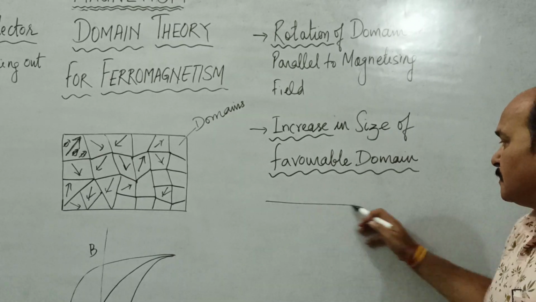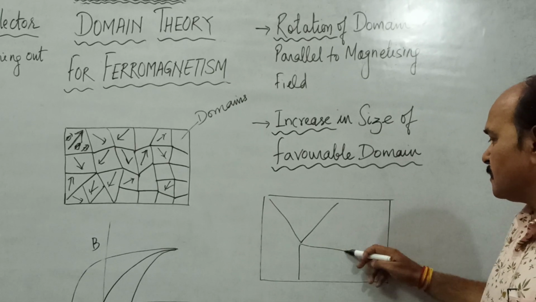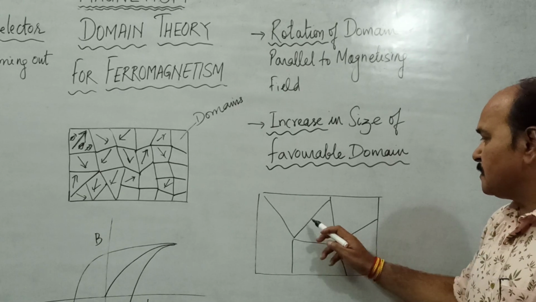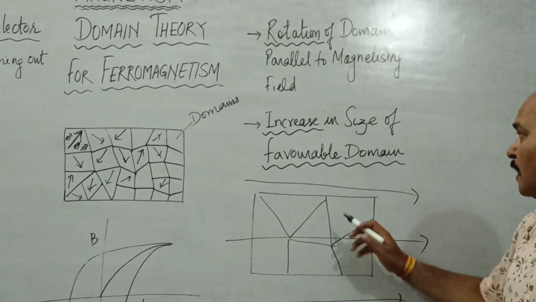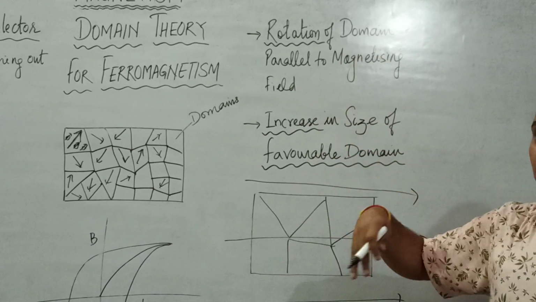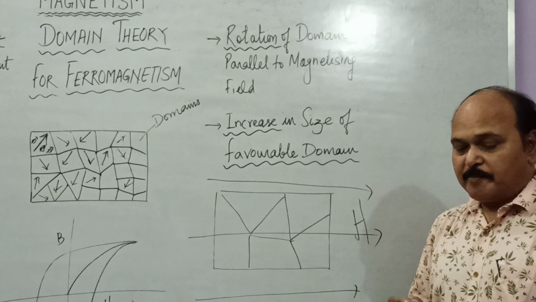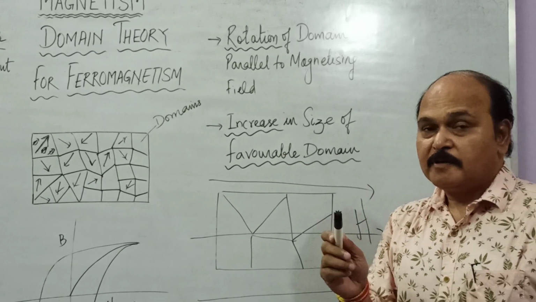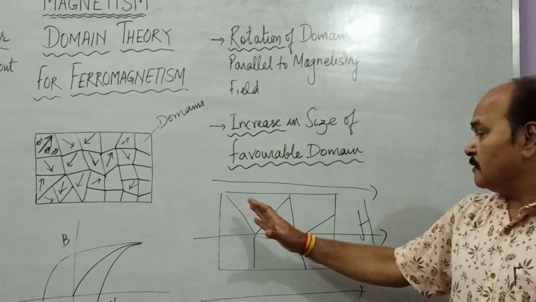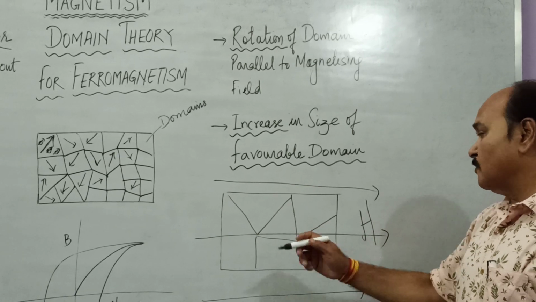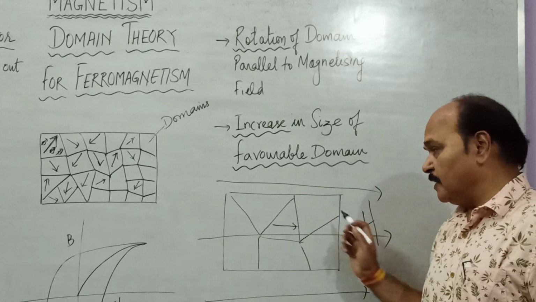So if this is a substance placed in an external magnetic field, say these are the domains of the substance, and this is the magnetizing field, what happens? Either the domains rotate or the size of the favorable domain increases. Now, if this happens to be the external magnetizing field, we know that a magnetic dipole is in stable equilibrium when its dipole moment is parallel to the external field. So all the domains try to rotate and align themselves in the direction of the external field, in order of their angle from the field.